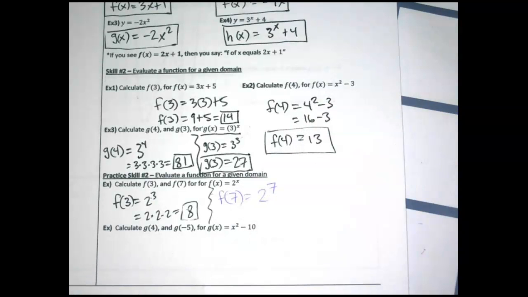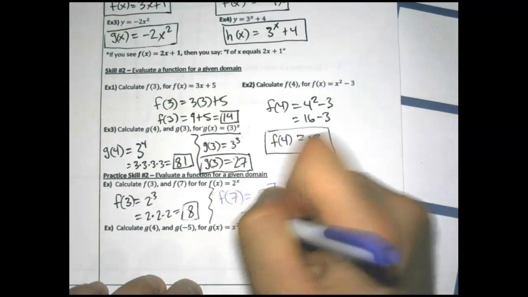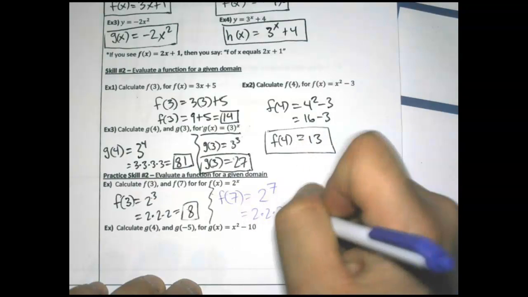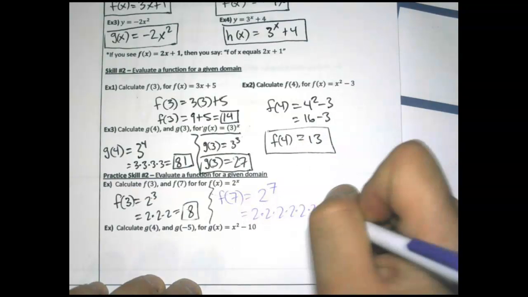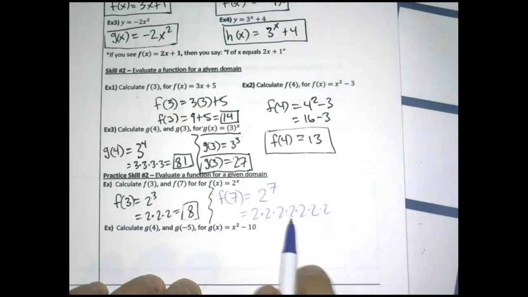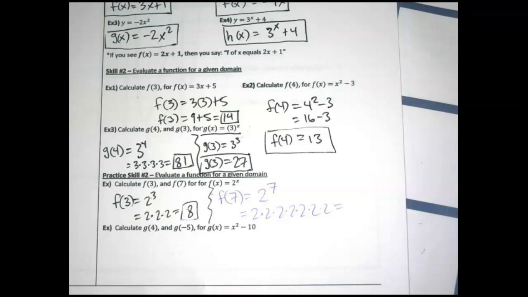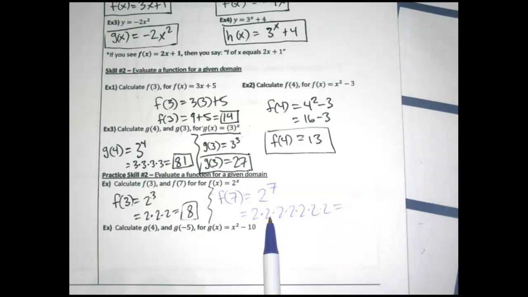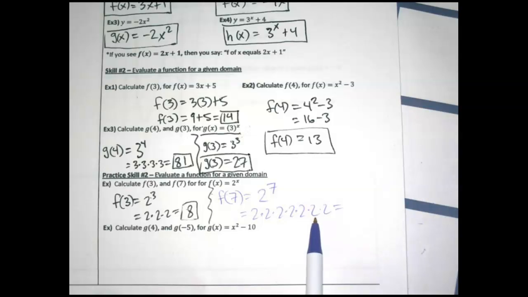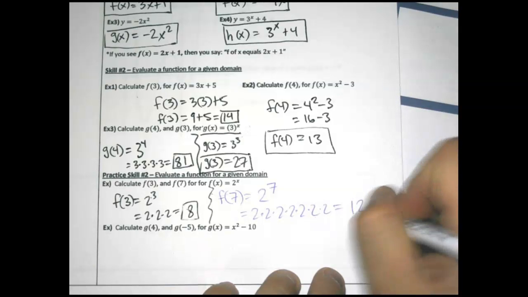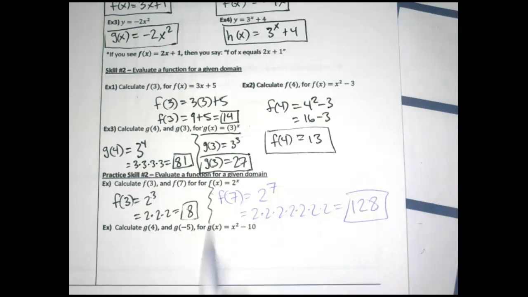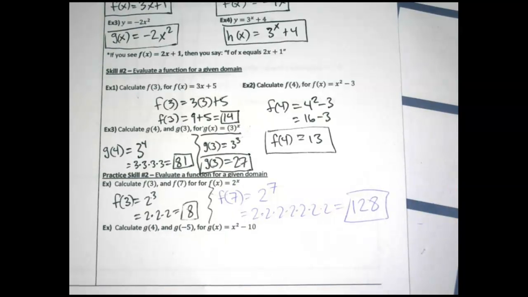f of 7 is going to be 2 to the 7, and that's 2 times 2 times 2, obviously 7 times, so 1, 2, 3, 4, 5, 6, 7, and you can use a calculator, or you can probably do this one with mental math. 2 times 2 is 4, times 2 is 8, times 2 is 16, times 2 is 32, times 2 is 64, times 2 again is 128, so f of 7 equals 128.